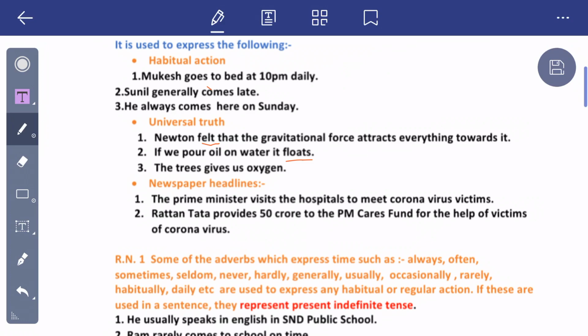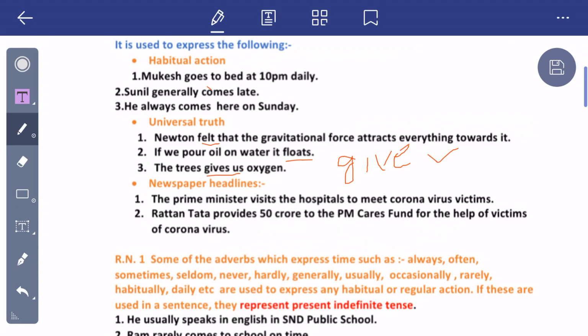Now let us have a look at the third. The trees gives, I have used here "gives". Is it the correct or wrong form? "Gives" will not come, beta, it will be "give" here. As in subject verb agreement, I have taught you which verb will be used as singular and which will be used as plural. So here the answer will be "give".